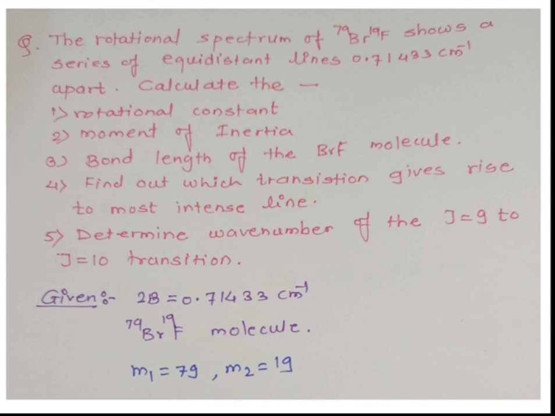So they have given us all the things, so I will write the given things. They have given us 2B value 0.71433 per centimeter. Then they have given us the BrF molecule, and here M1, that is the mass of Br, is 79 and M2 is F, so its mass is given, it is 19. So from this data we have to calculate the given points from 1 to 5. So we will start with the calculation of the rotational constant first.